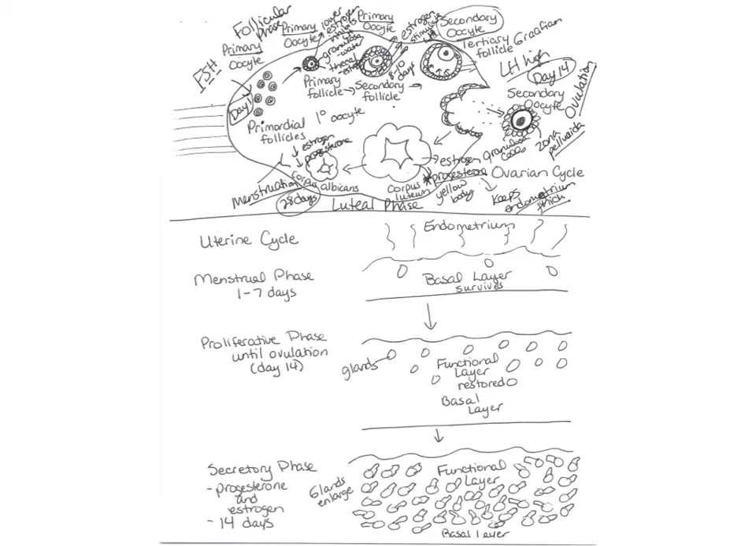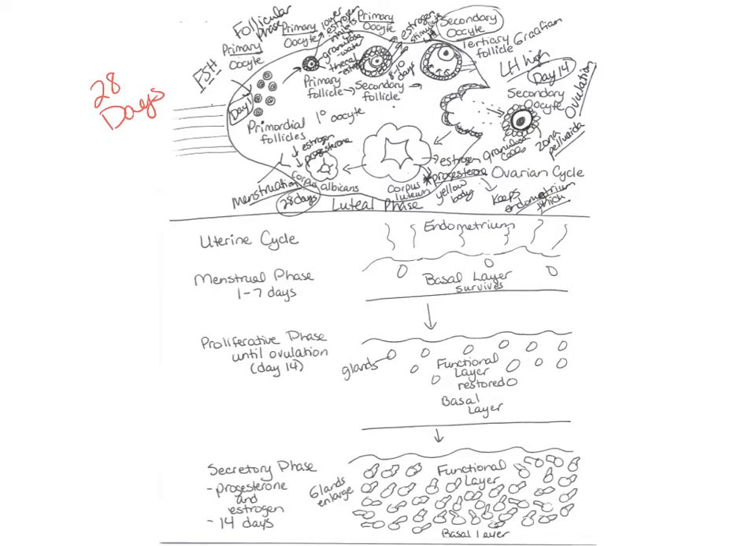Hello, this video is on Chapter 28, the female reproductive system, and we're going to talk about the uterine cycle or the menstrual cycle, and this cycle corresponds and correlates with the ovarian cycle. The ovarian cycle was 28 days long.